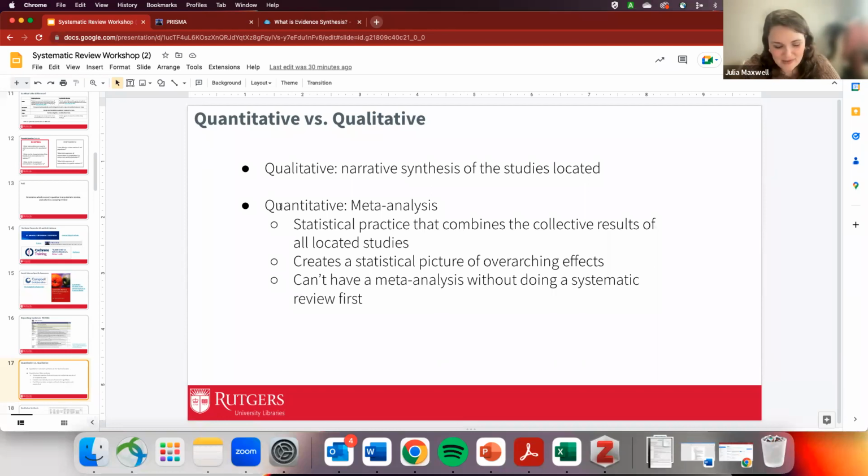Yeah, exactly. So if you ever read a paper that's a meta-analysis, but doesn't talk about how they got the studies for the meta-analysis, throw the paper away.